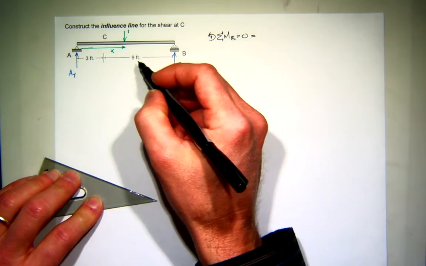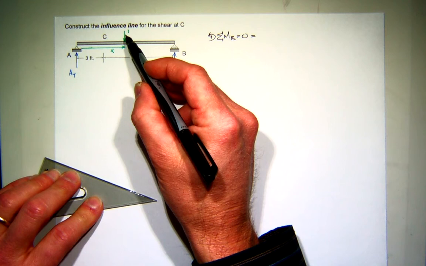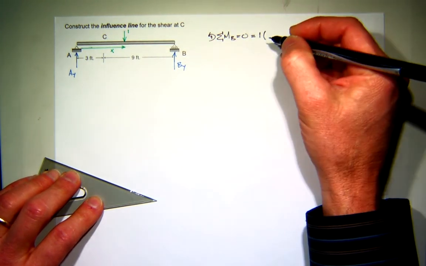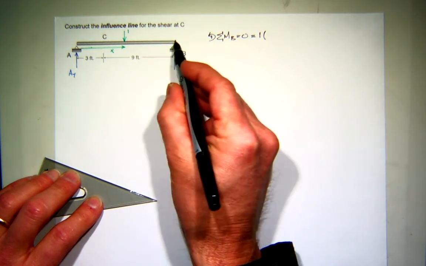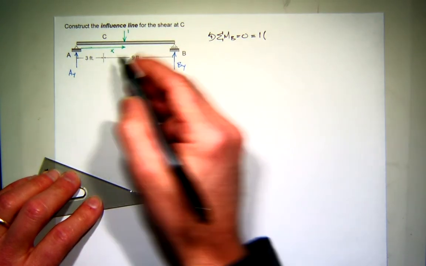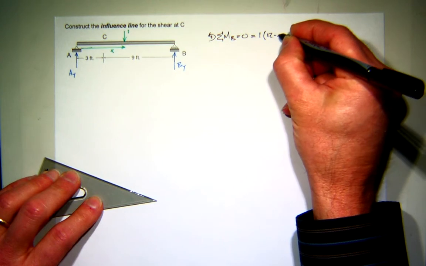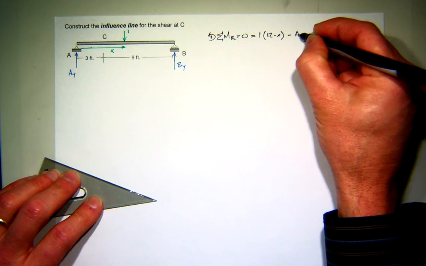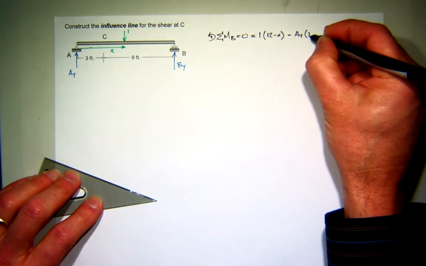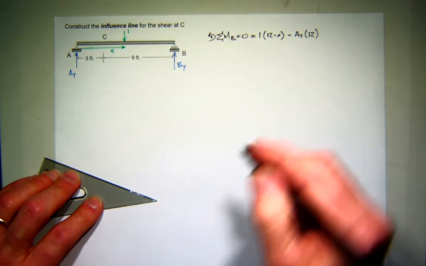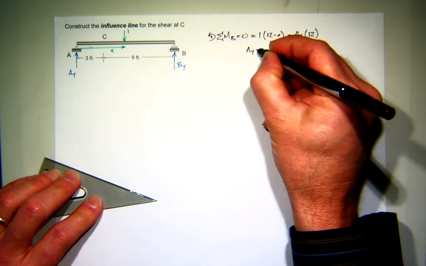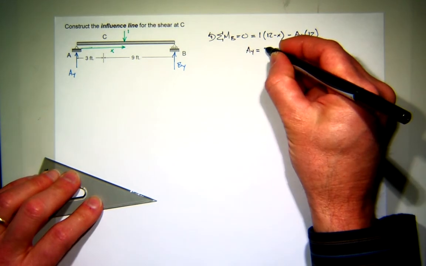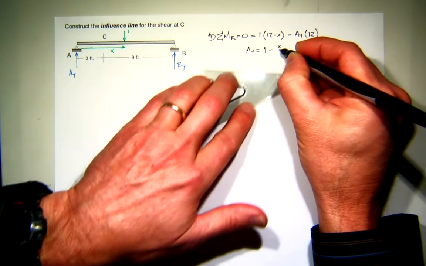So what is the moment of the unit load about B? Well, it's positive. And what is the moment arm? It would be this distance, which is 12 minus x. Everybody see that? And then, of course, I would have a negative moment created by AY with a moment arm of 12. So I can solve for AY. What is AY equal to? It looks like it's equal to 1 minus x over 12.